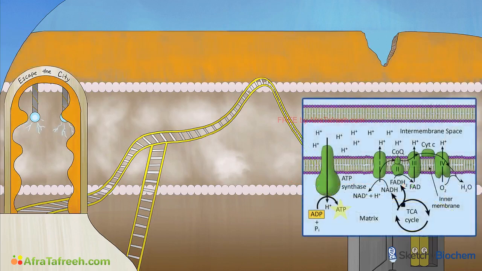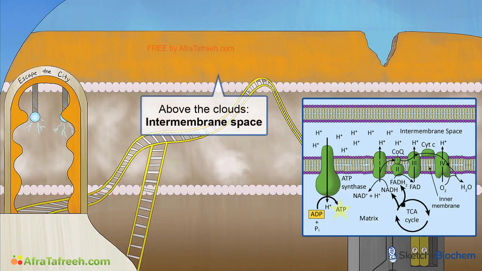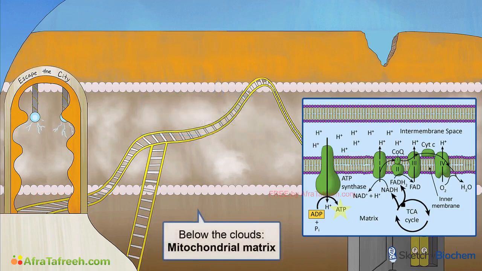We drew the right entrance to look like a mitochondria because that's where oxidative phosphorylation happens. Just a reminder, the mitochondria has an outer and inner membrane. The electron transport chain is embedded in the inner mitochondrial membrane, shown here as the light brown area between the clouds. The intermembrane space is found between the outer and inner membranes. This area is shown in orange above the clouds. Finally, the mitochondrial matrix is found inside the inner membrane. This area is shown in dark brown below the clouds.